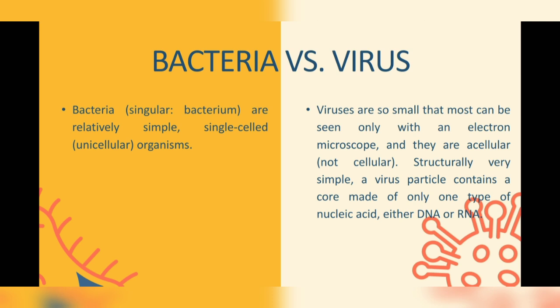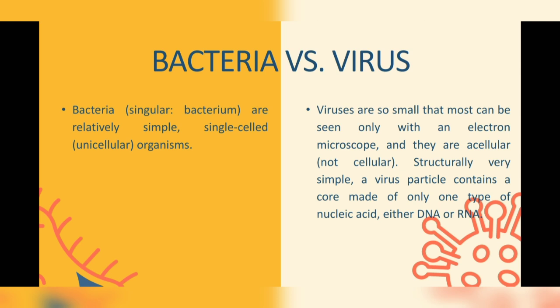Now let us differentiate a bacterium and a virus. In bacteria, the genetic material is not enclosed in a special nuclear membrane. Bacterial cells are called prokaryotes from the Greek words meaning pre-nucleus. Bacteria are relatively simple, single-celled organisms.